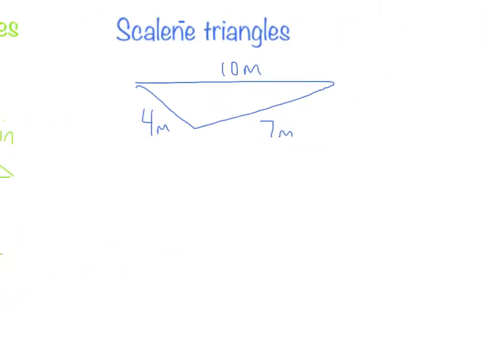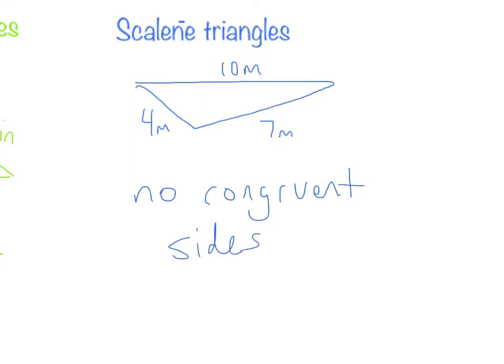And then over to scalene. We talk about scalene triangles. Well, what do we notice? There are no congruent sides on a scalene triangle.